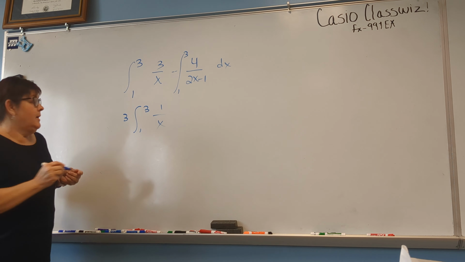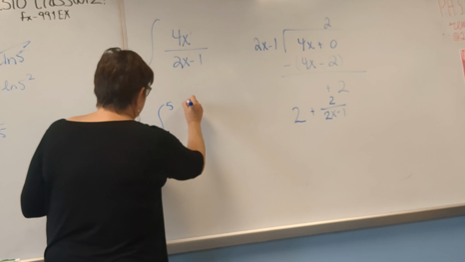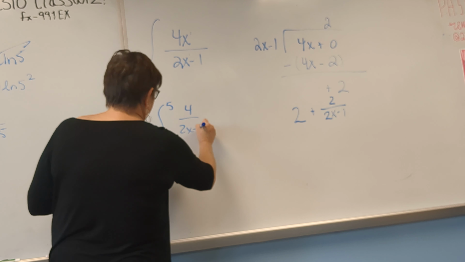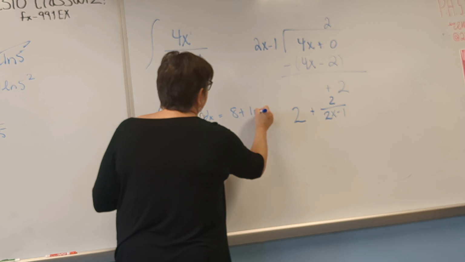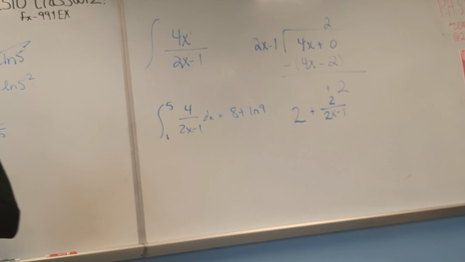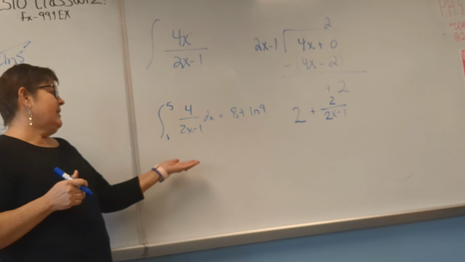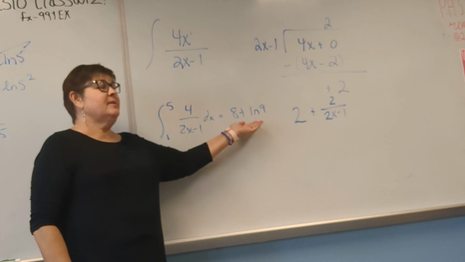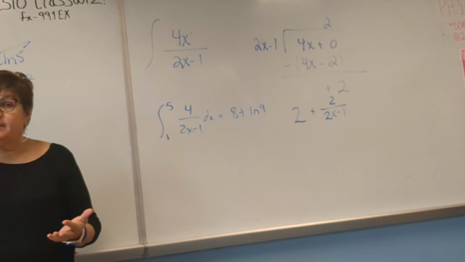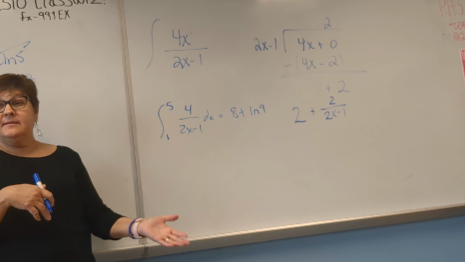So if this is the question, let me show you what the actual question would look like. Let's go ahead and assess this. I want you to show that it's equal to 8 plus the ln of 9. So if I'm asking you to integrate this from 1 to 5, and I want you to show the answer is 8 plus the ln of 9, which is what they do a lot. They give you the answer. They're like, hey, make it look like this, right?